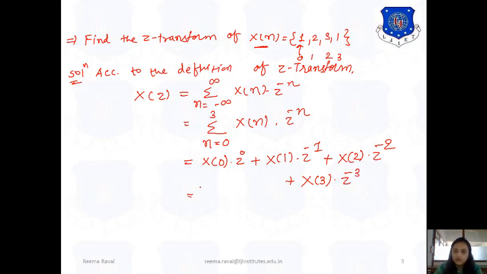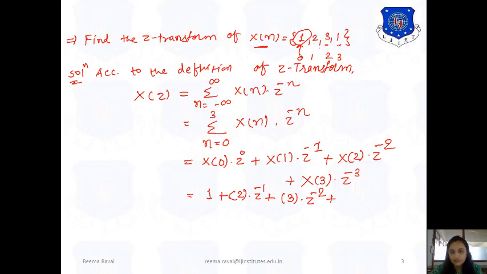Now we will place the values according to the data given to you. Now x of 0, where n equals 0, the value of x of n is 1. So we will place over here 1 into z raised to 0, that is 1, plus x of 1, where x of 1 is 2. So we will place over here x of 1, which is 2, into z raised to minus 1, plus now x of 2 given to you is 3. So here we will place 3 into z raised to minus 2.